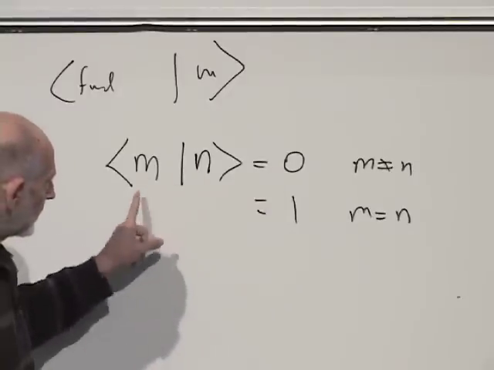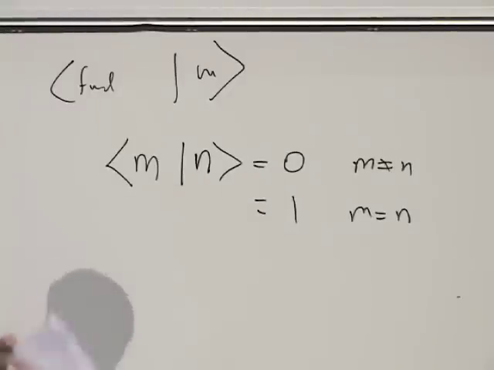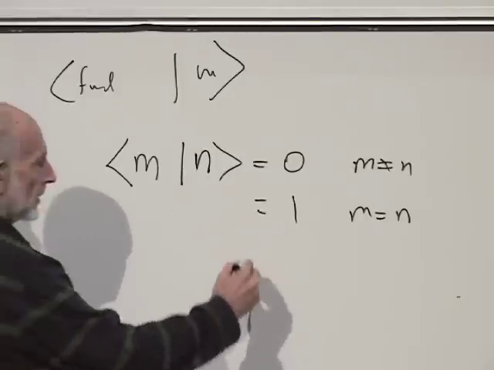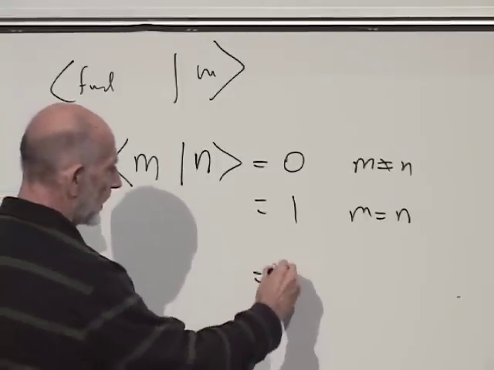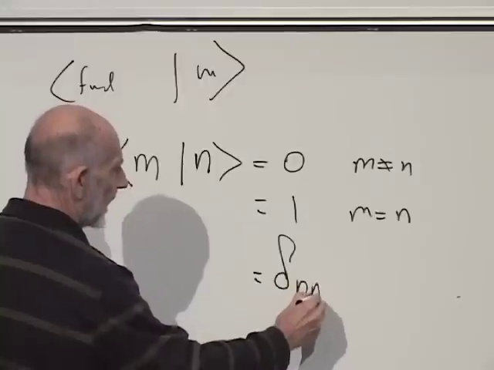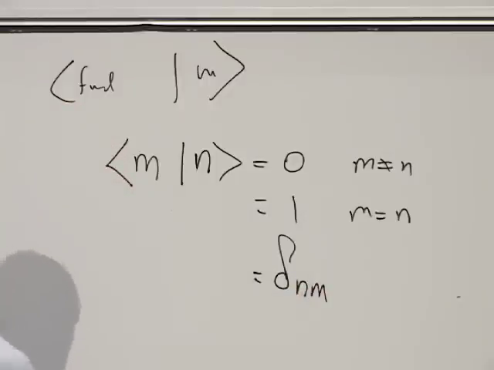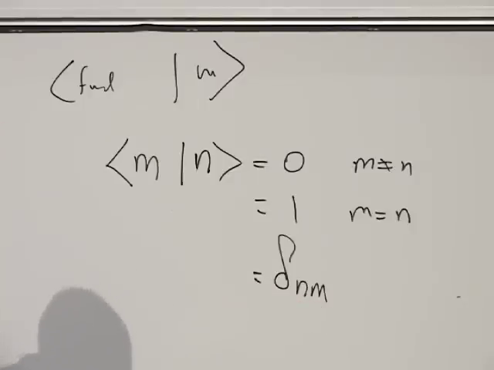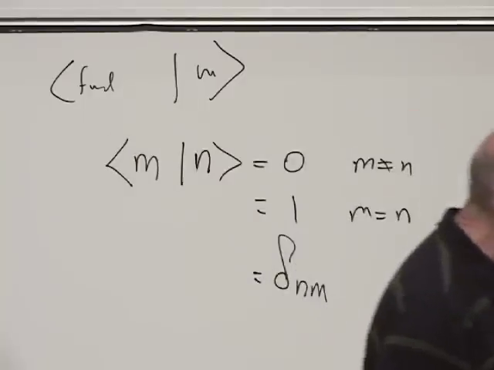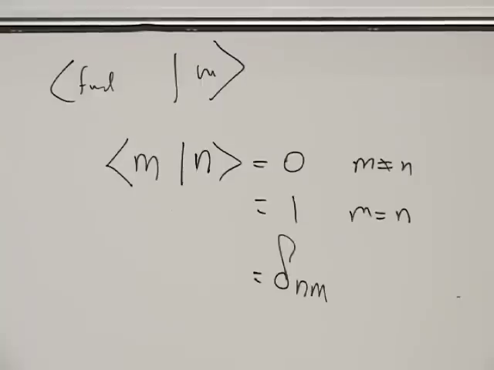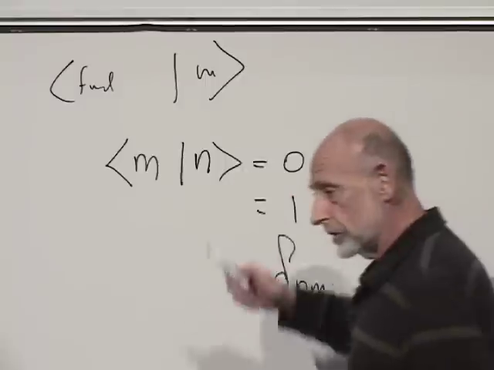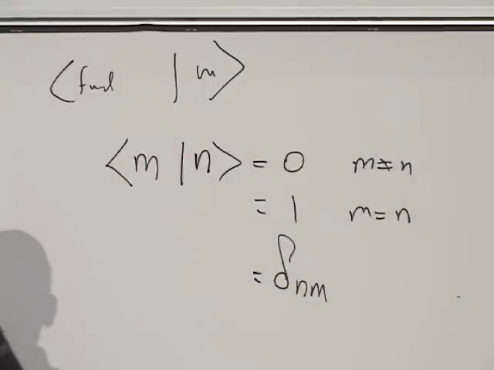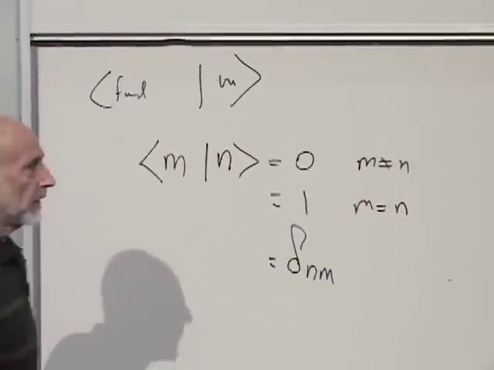It's 1 if n equals m, it's 0 if n is not equal to m, or to write it in a unified form, we can write it as delta nm, whose definition is 0 unless n equals m, and 1 if n equals m. It's kind of like the Dirac delta function. It's a discrete form of the Dirac delta function. All right, this is just notational tricks.